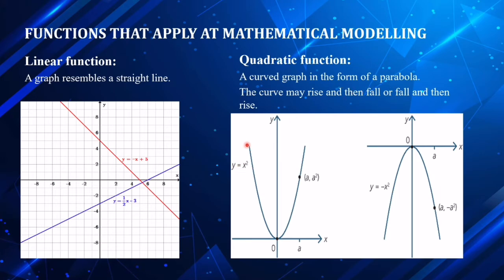And the quadratic function has a curved graph in the form of a parabola. Parabola means the shape is a U-shape or an N-shape, like these two pictures, and the curve may rise and then fall, or fall and then rise. So in this curve, it falls and then rises, and in this curve it rises and then falls.